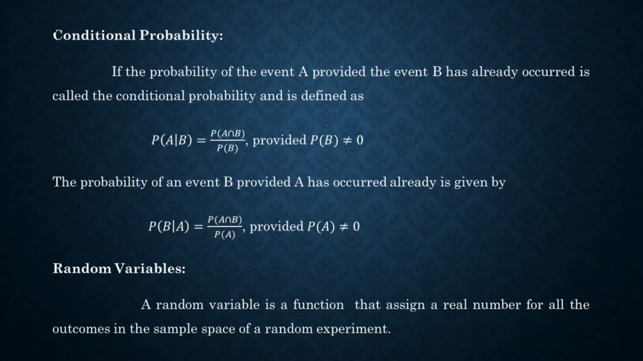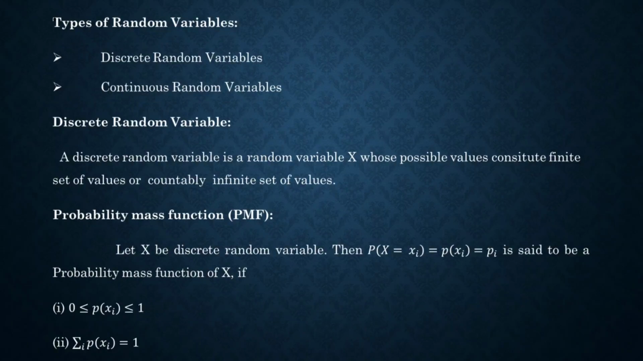Next definition is random variable. A random variable is a function that assigns a real number for all the outcomes in the sample space of a random experiment. We have two types of random variables. One is discrete random variable and the other is continuous random variable. Now let us see the definition of discrete random variable. A discrete random variable is a random variable whose possible values constitute finite set of values or countably infinite set of values. That is, the values of x will be countable.